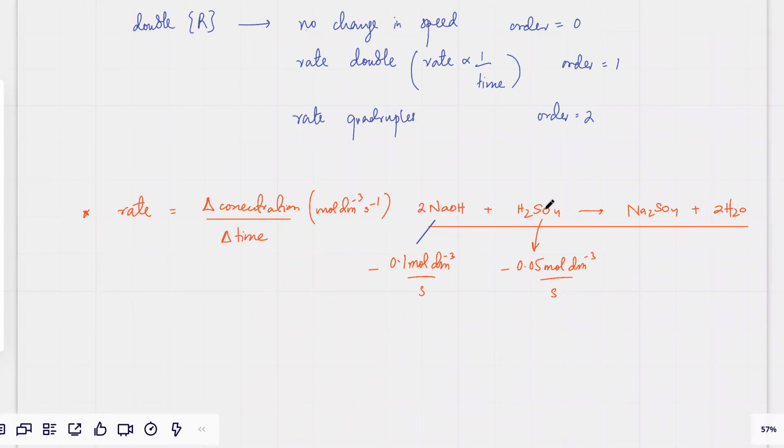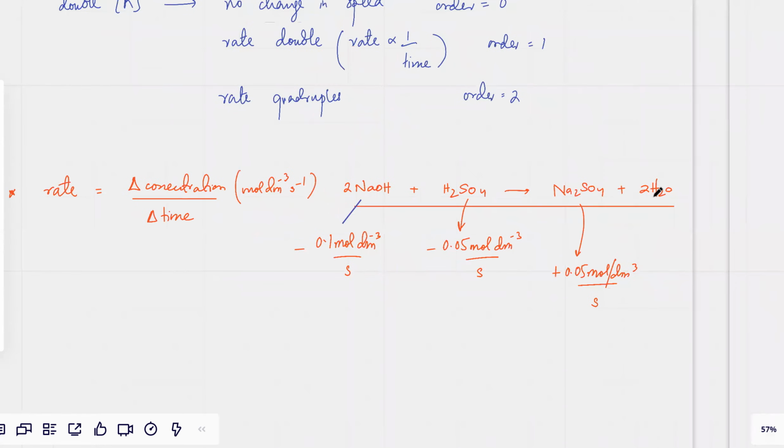And similarly, Na2SO4 would be increasing. It's 1:1. Every time one reacts, one is produced. So it would be increasing at 0.05 mole per dm cube per second. And the last one is water, that would be increasing at a rate of 0.1 mole per dm cube per second.